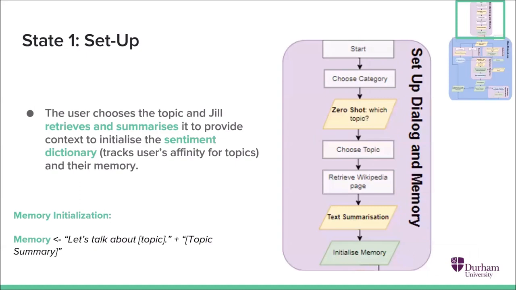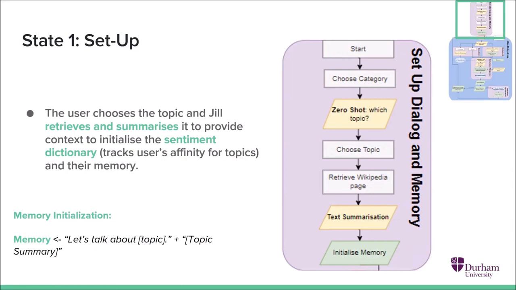So initially we enter the setup state and the user chooses a category from a predefined list, and their vocal input is shoehorned into one of these categories using zero-shot learning. For example, if the category was entertainment and music, which is rather long, and the user just says music, this will still be classified into entertainment and music. The user then chooses a topic, which can be absolutely anything.